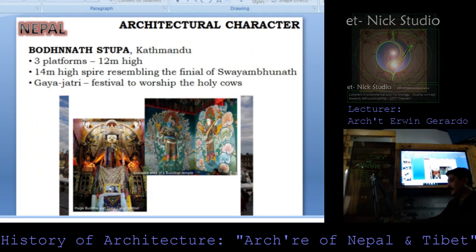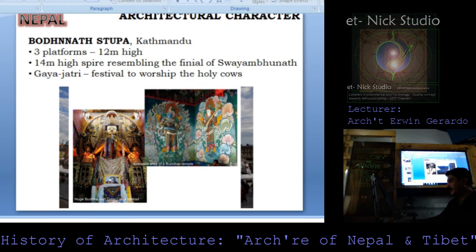Nepal's architectural character. Boudhanath Stupa, found in Kathmandu, has three platforms. It's 12 meters high with 14-meter-high spires, resembling the finial of Swayambhunath. Gai Jatra is the festival to worship the holy cows.